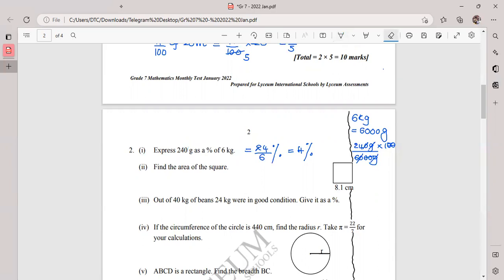The first item they have given in grams. The second item they have given in kilograms. Then first of all, you want to do the conversion. Kilograms, I converted into grams. 6 kilograms means 6,000 grams.